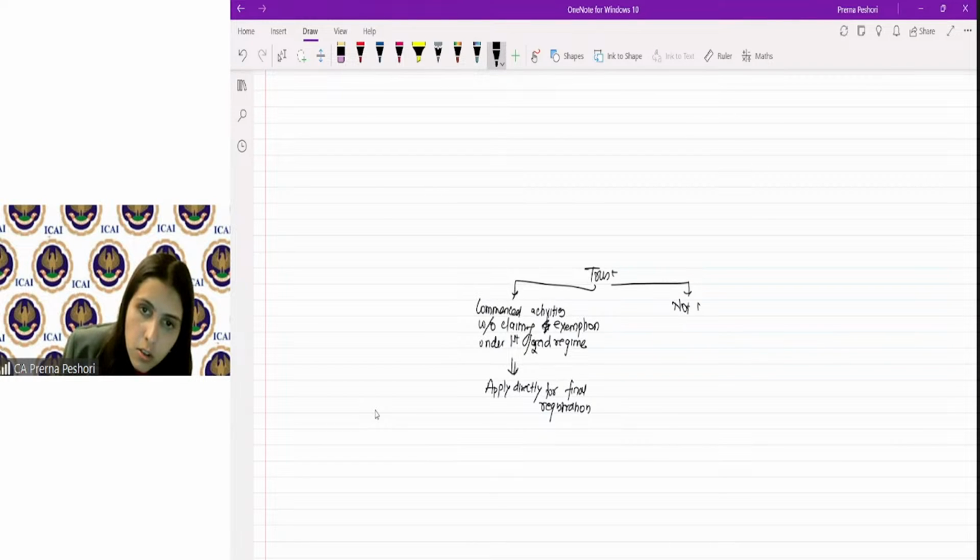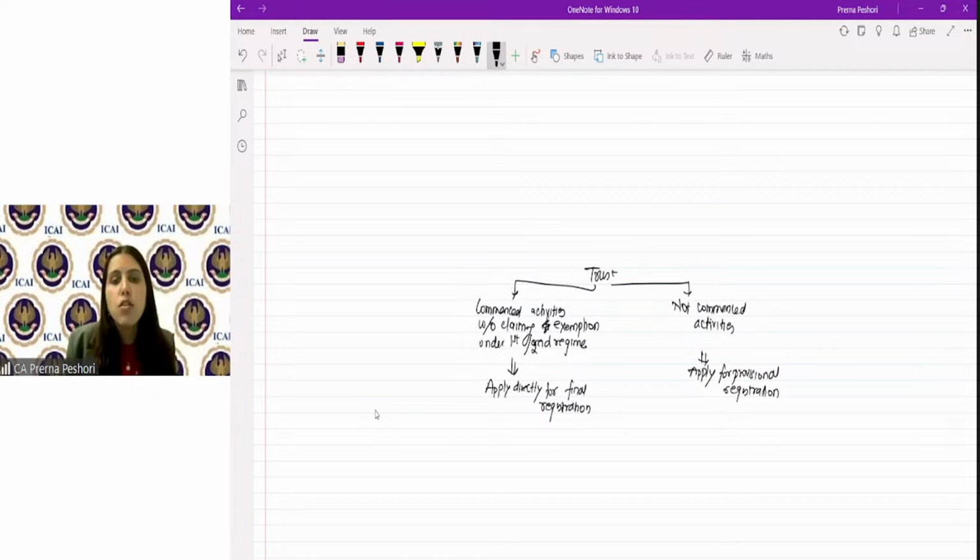If it has not commenced activities, then apply for provisional registration. So if it has not commenced any activity, then only it has to apply for the provisional registration. But if it has commenced the activity and has not claimed any exemption under first or second regime, it need not apply for provisional registration. It can any time after the commencement of the activity directly apply for the final approval. But before the end of the previous year. Okay.